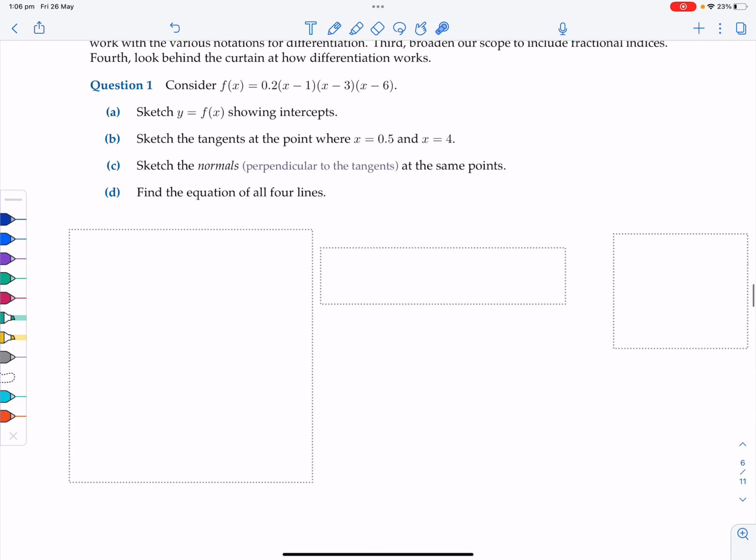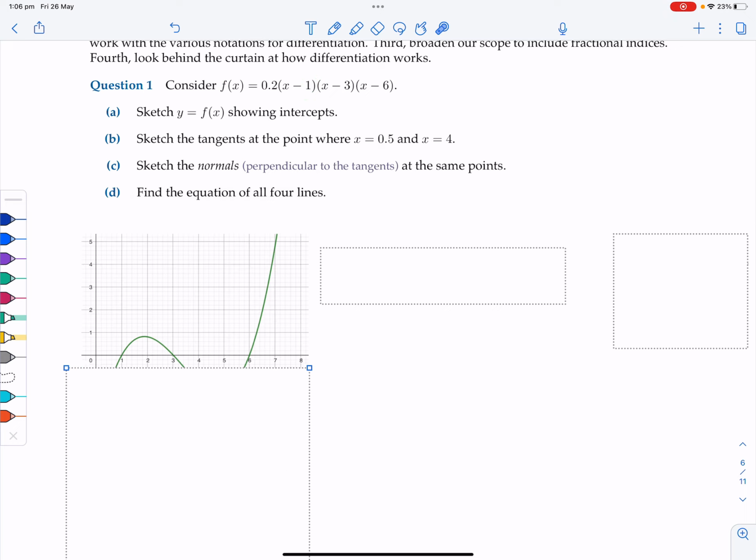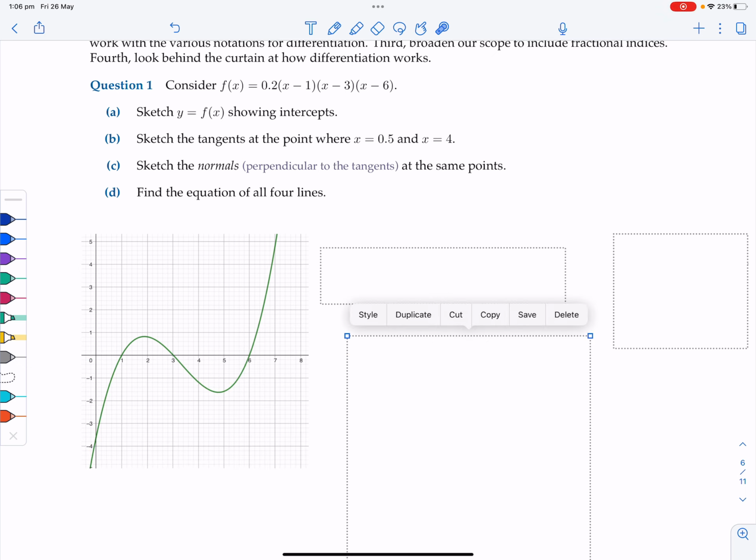So we're looking at this graph. F of x equals 0.2, etc. That's cubic, so it's going to look like that with the 3 x-intercepts that we know. So I've used technology to sketch that, just to save time here. Part A, so that's done.